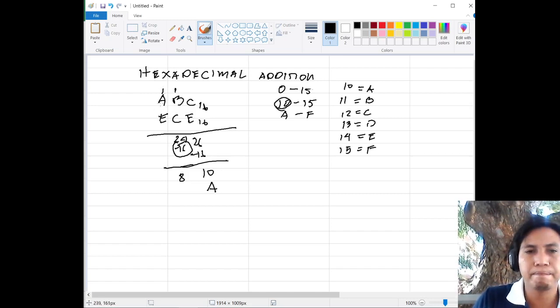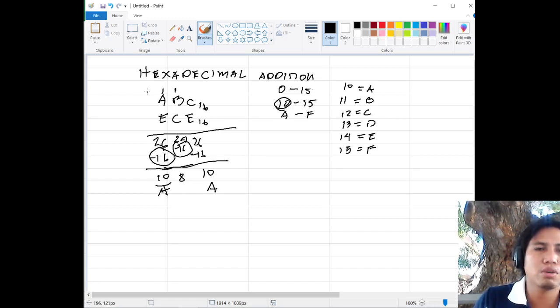So A is 10 and E is 15. So 10 plus 15 is 25 plus 1, that is actually 26. Now 26 is an invalid digit, so you subtract 16, then you will have a result of 10. Now 10 is already a valid digit because we have 10 to 15. So it is represented as A. Now we subtracted 16 in here, so you need to carry out another one, and you need to bring that one down. So the resulting value is 1A8A base 16.